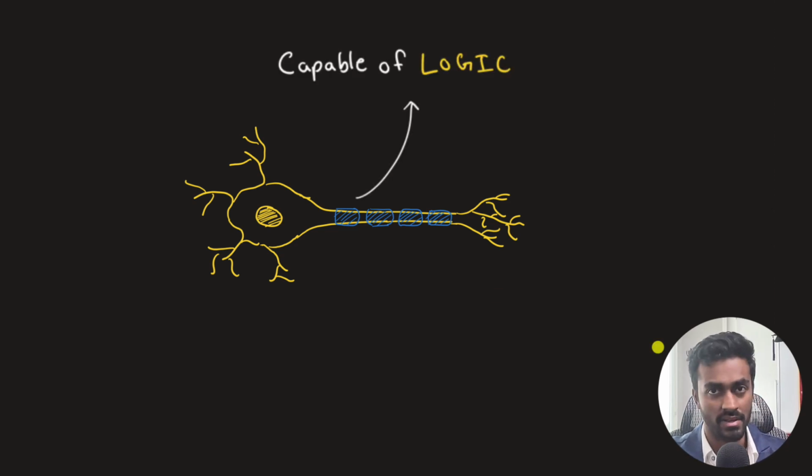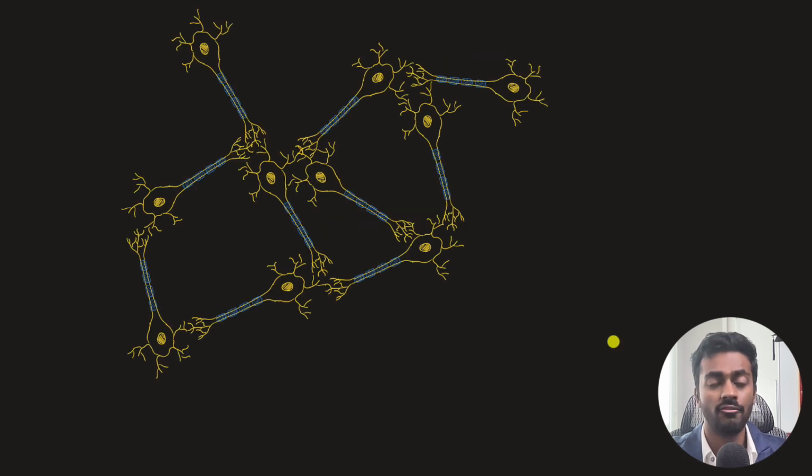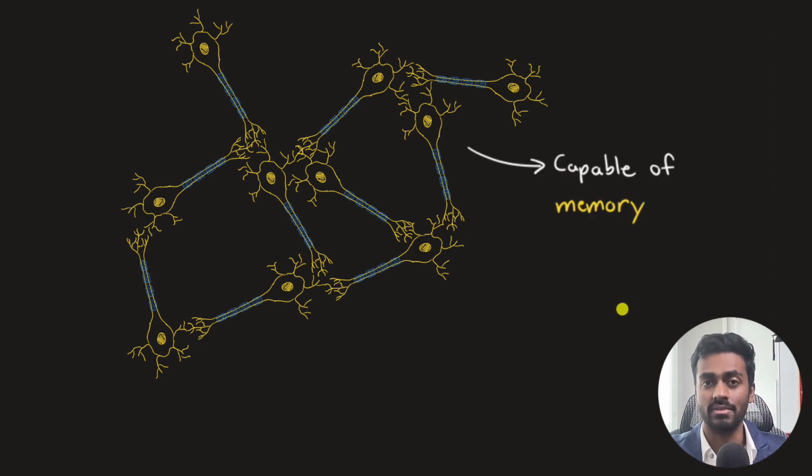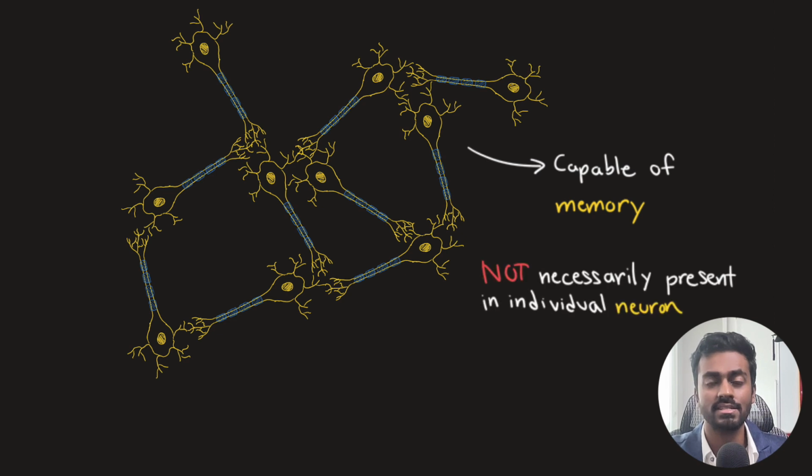So this here is a biological neuron, and it has many capabilities, one of the most important of which is logic. Now, if we were to connect these neurons as they are in our brain, we notice that certain properties emerge, such as memory. And this capability of memory wasn't there for just a single neuron.